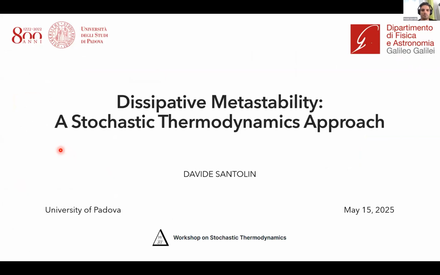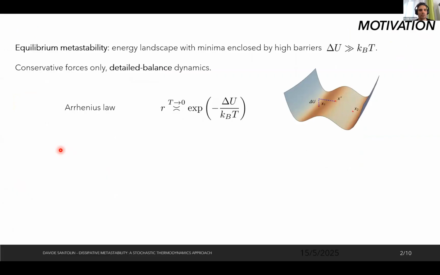So, hello everyone. I am Davide Santolin, PhD student from the University of Padua. And today I'm going to talk about dissipative metastability using a stochastic thermodynamic approach. So before moving to non-equilibrium, I would like to recall a few concepts about equilibrium metastability, which is usually associated to the idea of a system evolving on an energy landscape with the minima enclosed by high energetic barriers. So everything is conservative, the dynamics is detailed balance, and the transition rate between metastable states is governed by the famous Arrhenius law.